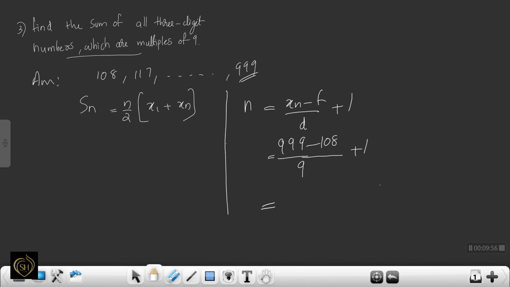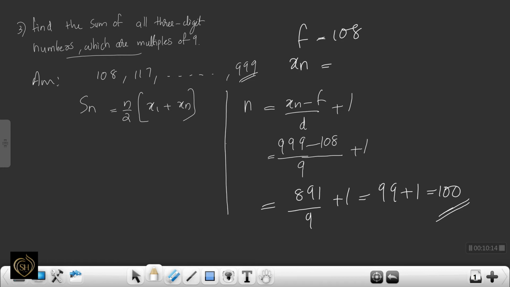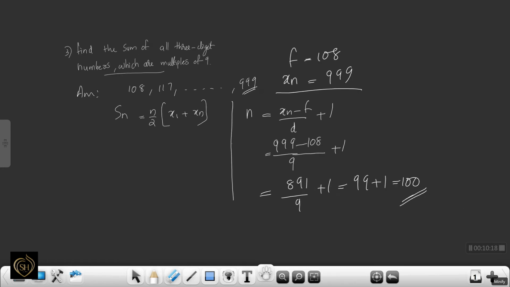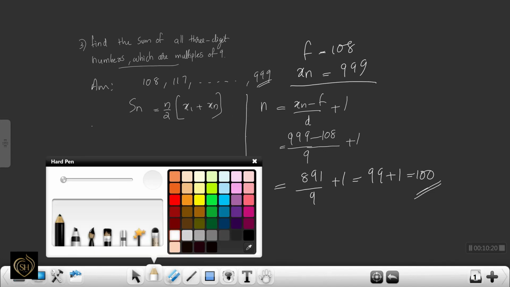This is equal to 999 minus 108 is 891, divided by 9, plus 1. That is equal to 99 plus 1, which is equal to 100. That is, there are 100 terms in this sequence. Here the first term is 108 and the last term xn is 999. Now we can find the sum.